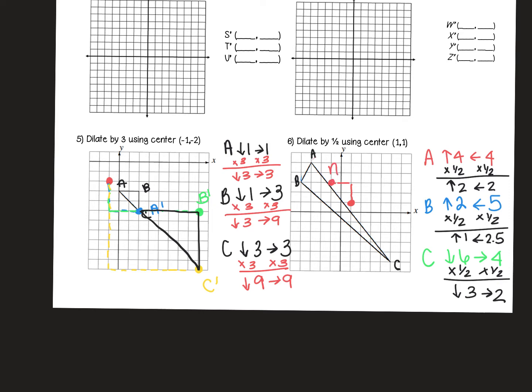Here's my new A. For B prime, I'm going up 1, back 2.5. Here's B prime. And then for C, I'm going down 3, right 2. Here's C prime. When I connect, here's my new triangle.